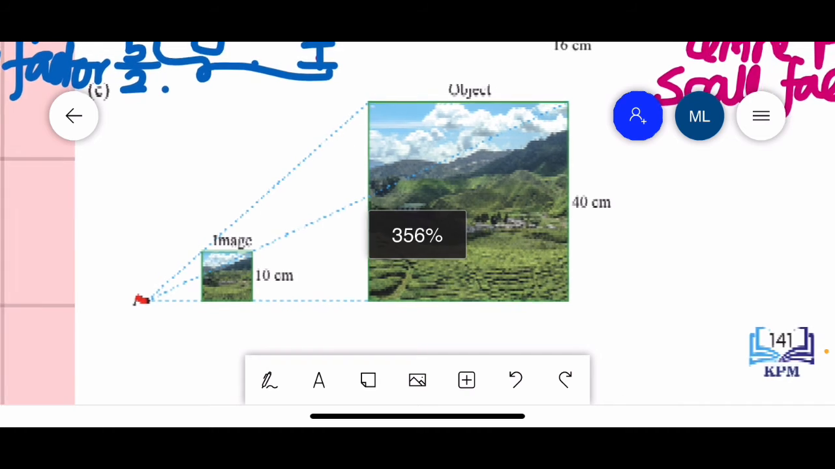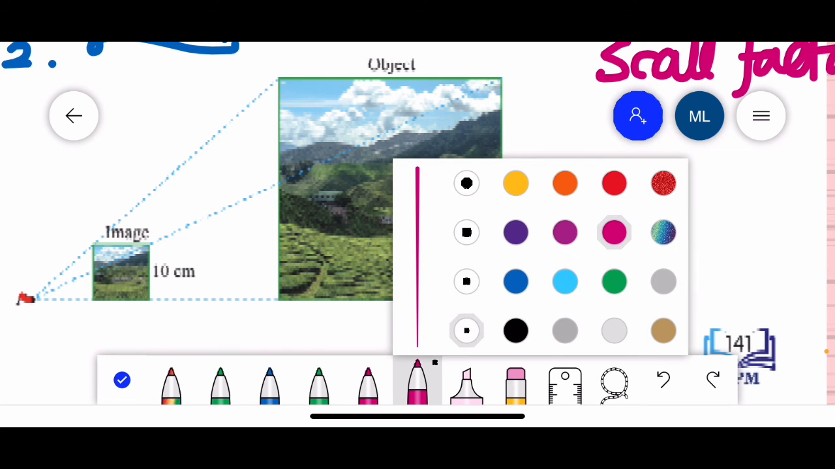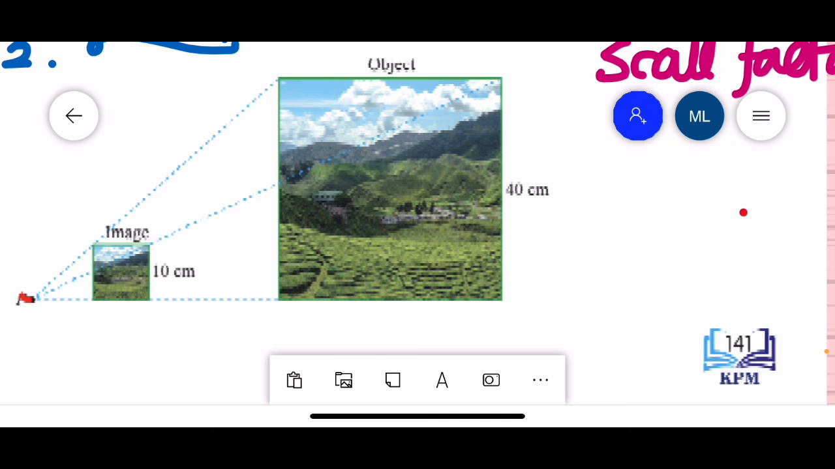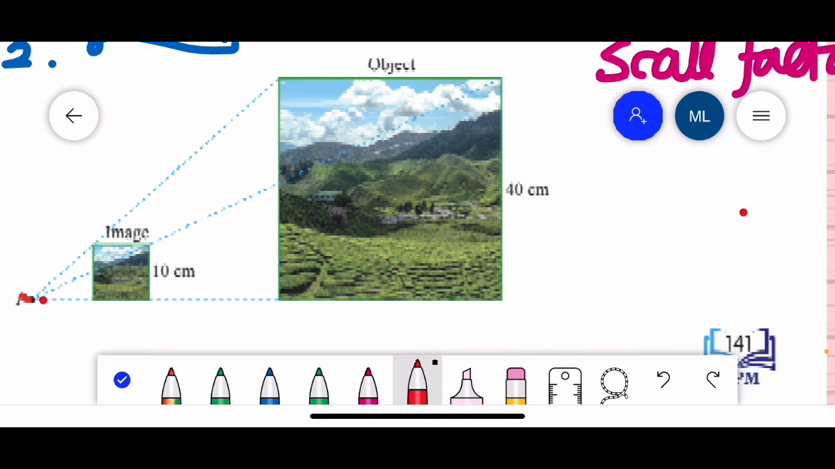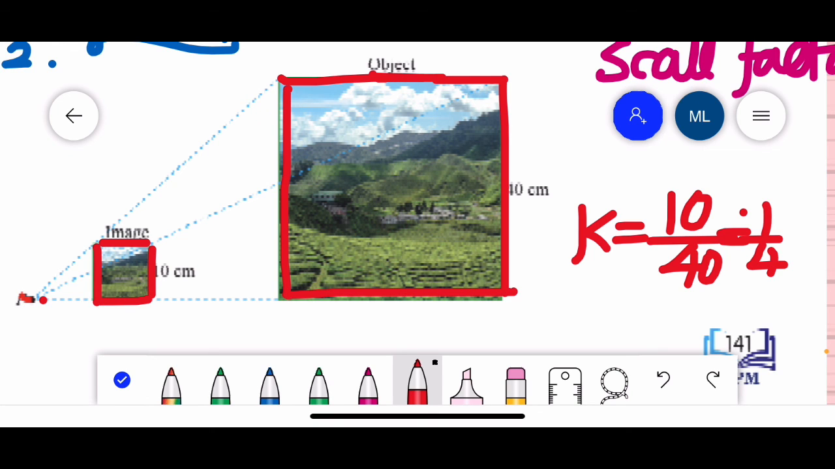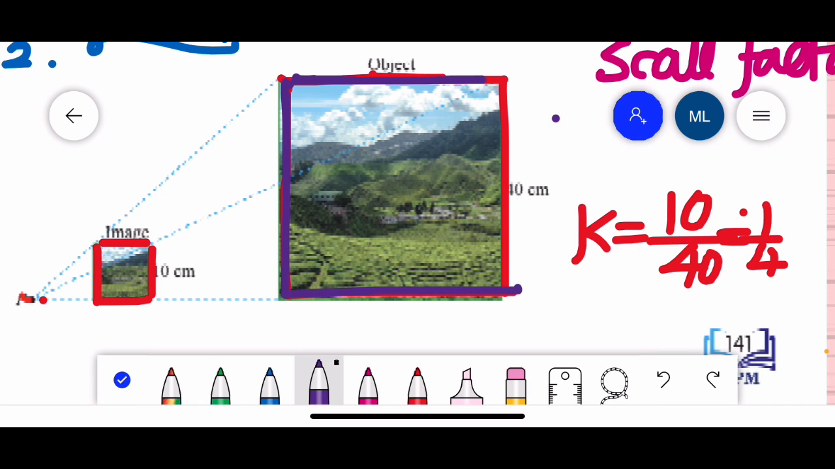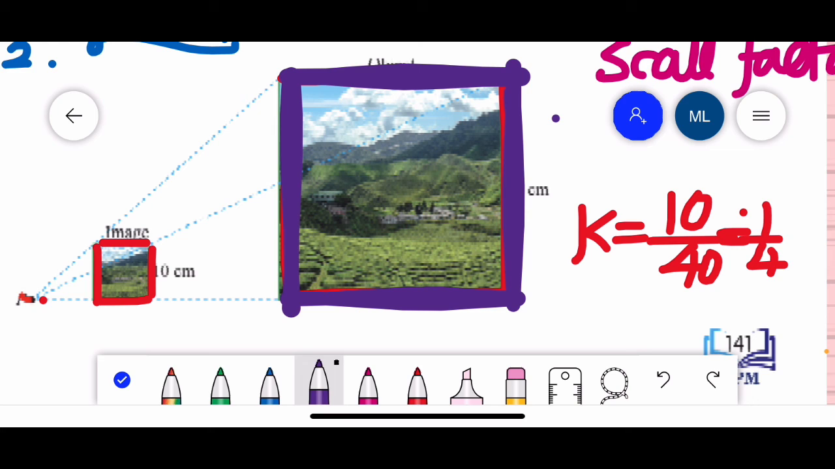Now this one looks very interesting. Obviously the center of enlargement is here, right? It's on the right of both, so it's positive. But be careful, this is the object and this is the image. So K is length of image over length of object, which is 1/4, because the image becomes smaller. This is smaller compared to this one, which is so big. So the object is bigger than the image, and in this case we have a scale factor less than 1, right?